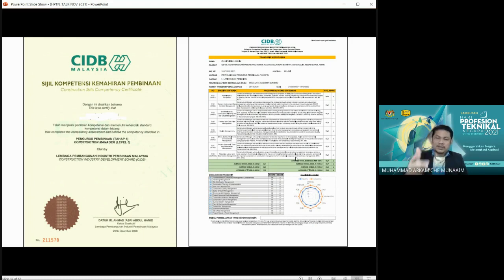Method 1, method 2, or method 3 will all be described through this spider web, showing our competency, our strengths and weaknesses in attaining this through this assessment system. That is why I can say that the CIDB program is a little bit advanced compared to the other agencies I mentioned just now.